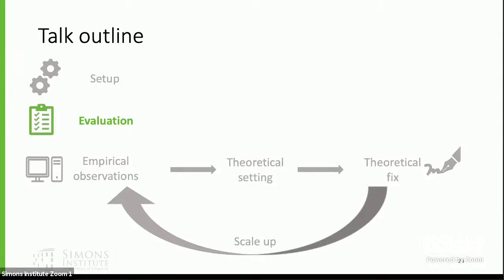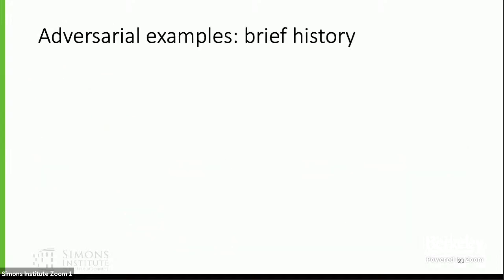Okay, now I'll talk about evaluation, and why we need to think more carefully about how to even check if a model is actually robust. Here's a brief history of adversarial examples. Like I said, there's been a lot of work in this space. So what do things look like?